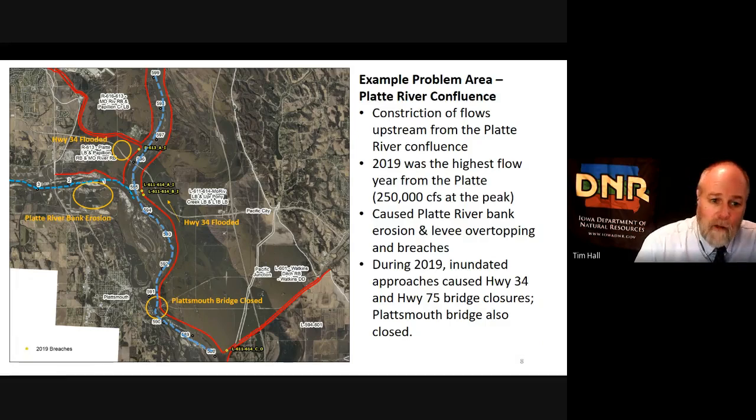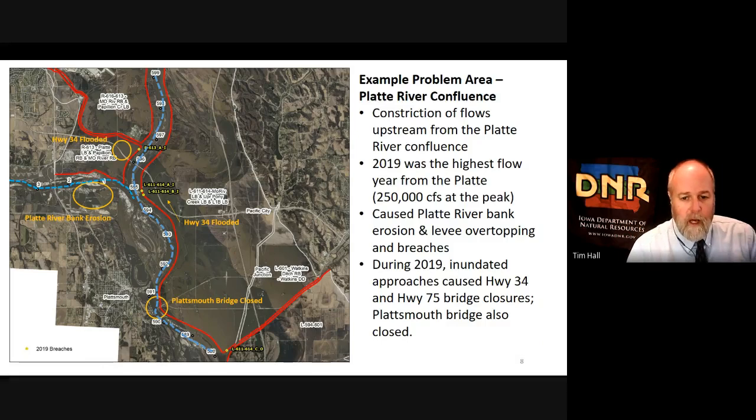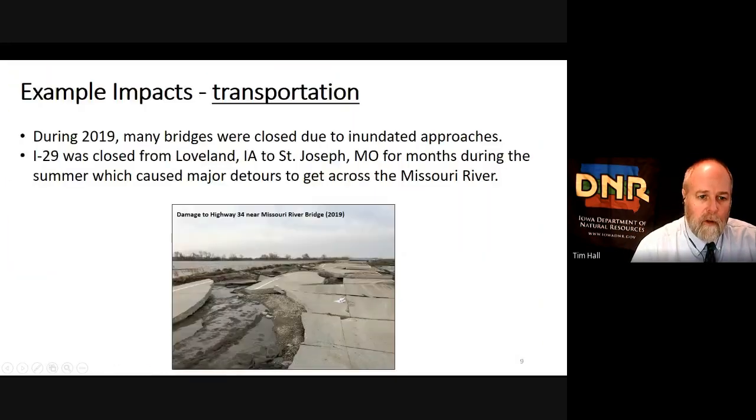2019 was also the highest flow year ever recorded on the Platte River. We've all heard about the bomb cyclone that occurred in central Nebraska. Cold winter, heavy snowpack, rainfall event, warm weather, significant rapid melting and flow into the river. So the flow out of the Platte last year in 2019 was the highest in recorded history. And that caused bank erosion, levee overtopping, breaches, inundated approaches to Highway 34 and Highway 75, and the Plattsmouth River Bridge was also closed.